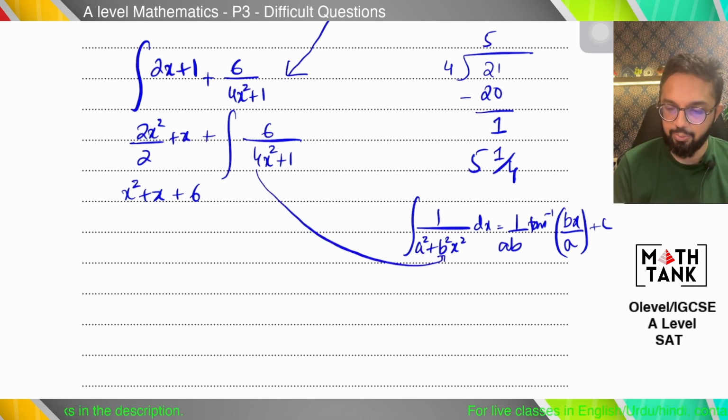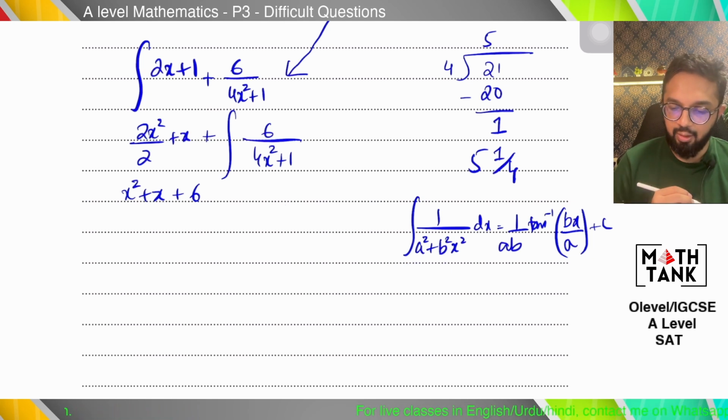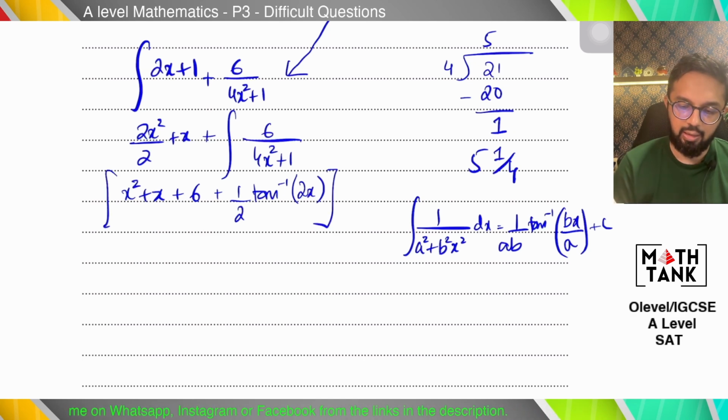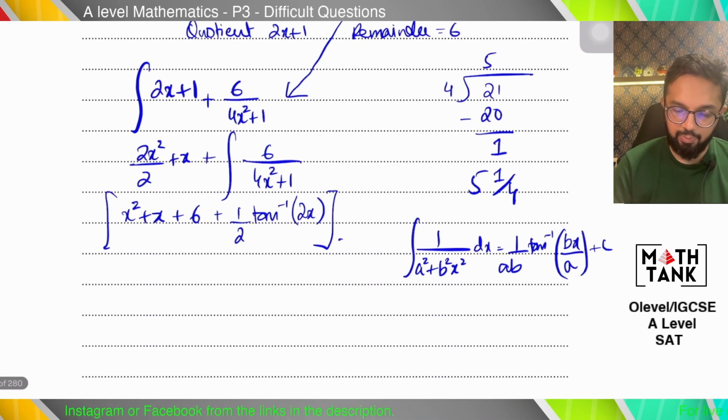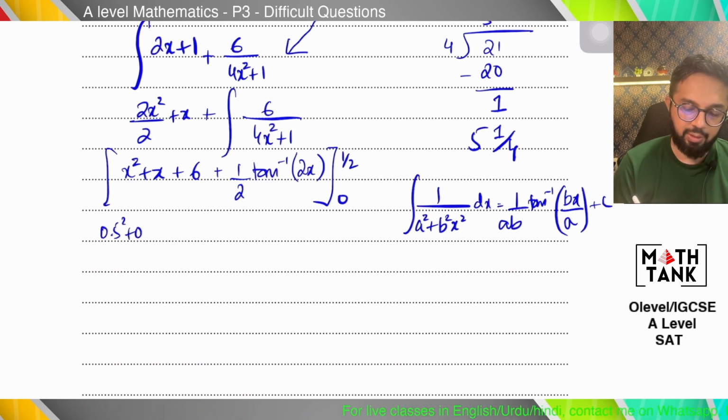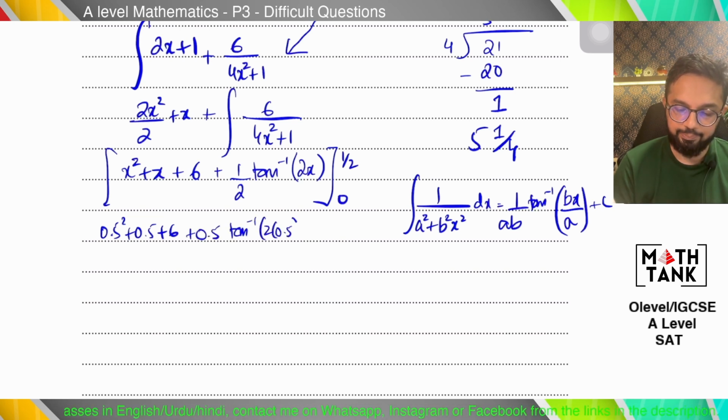My bad, b is 2 and a is 1. So I'm going to get 1 over 2 tan inverse of 2x over 1, which is 2x, and I'm going to integrate and put limits 0 and half. Remember that your calculator must be in radians when you put in the limits. So this is going to be 0.5 squared plus 0.5 plus 6 plus 0.5 times tan inverse of 2 times 0.5. That's the upper limit.